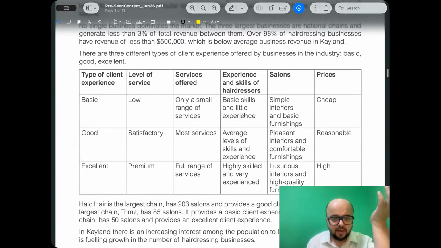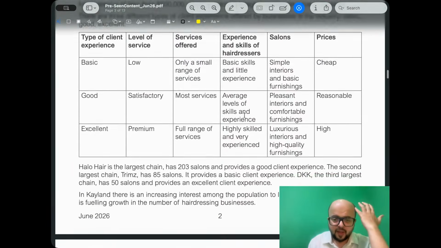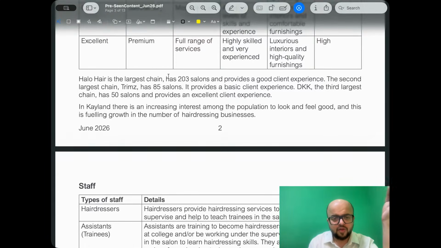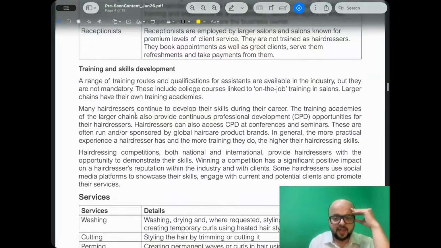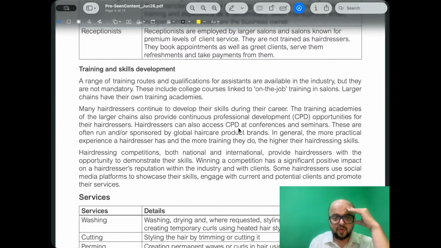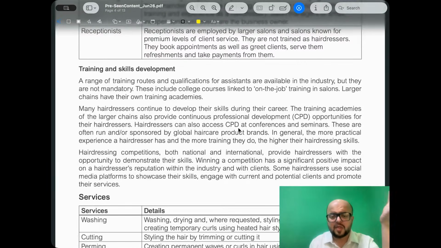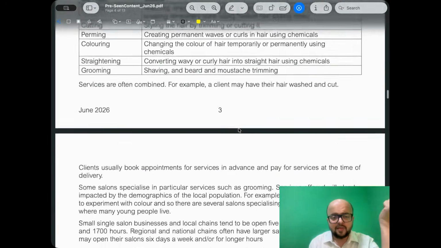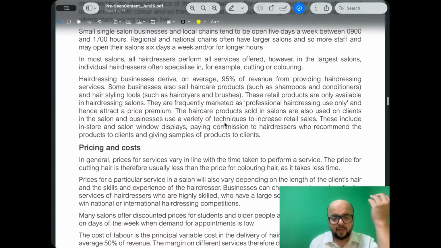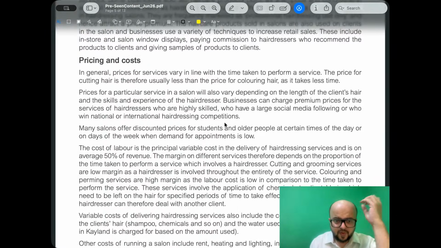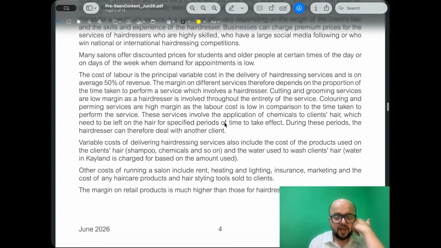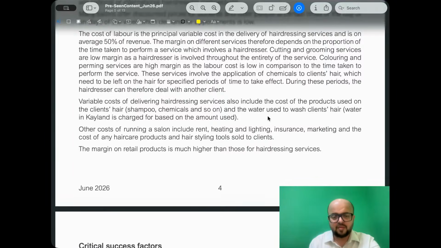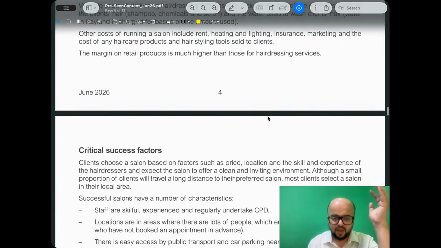We looked at the different levels of service, the pricing, then Halo, then Trims, and DKK. Then types of staff, training and skill development, CPD, continuous professional development, which we usually look at with directors and NEDs. Then services that are offered, timings, pricing and cost, all of that we have summarized. Influential hairdressers and all of that, they can charge more. Variable cost of delivery includes materials, water, all of that.